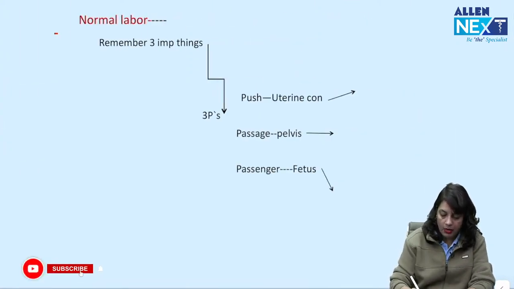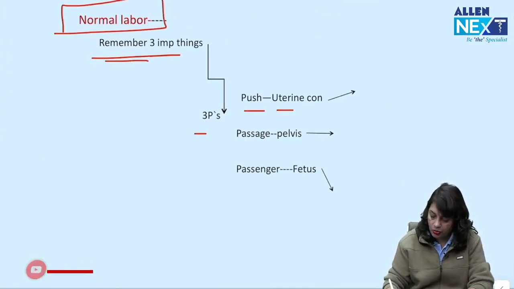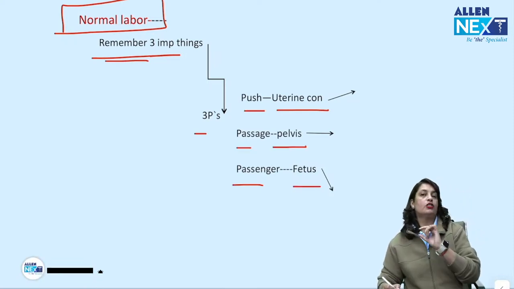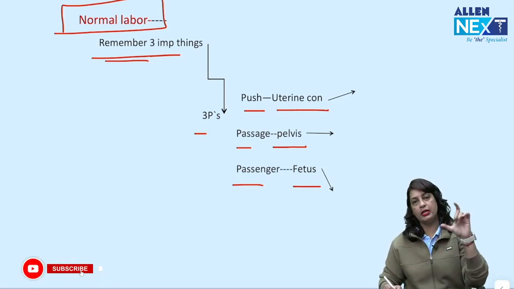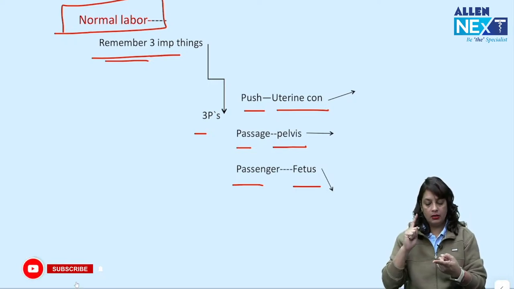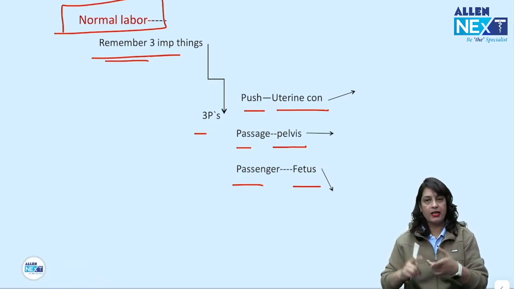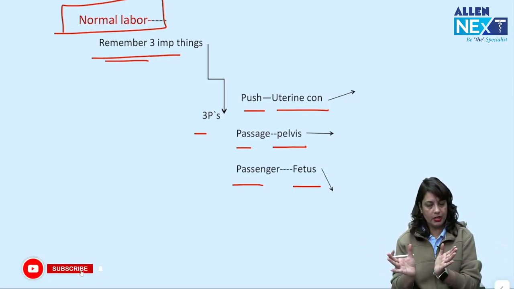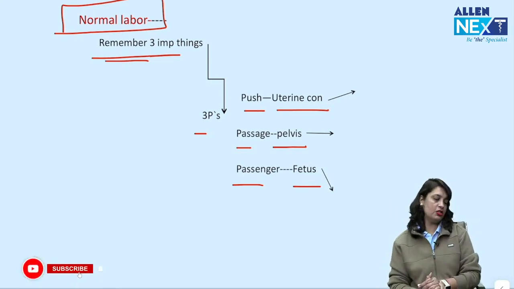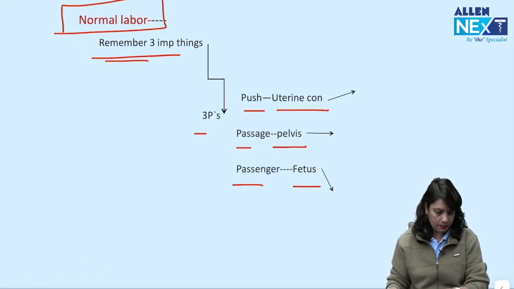Next, normal labor, remember 3 P's: push, that is uterine contraction; passage, that is pelvis; and passenger, that is fetus. So, for a normal labor to proceed smoothly, there has to be a coordination between the push, passage and passenger. Push is the uterine contraction, passage is the maternal pelvis should be normal, there should not be any bony obstruction or soft tissue obstruction. Passenger should be the fetus, it should be an average size baby.